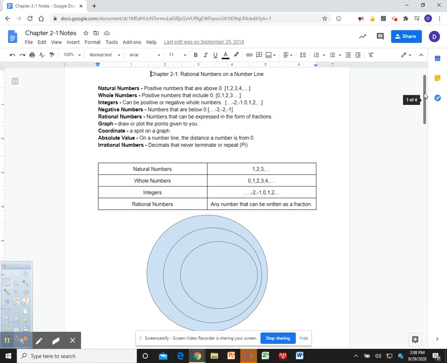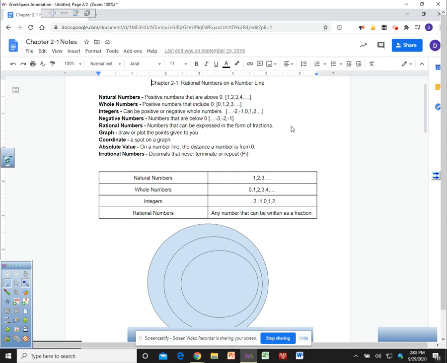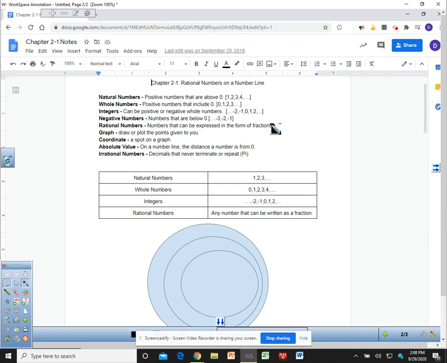Rational numbers are numbers that can be expressed as a fraction. Now, we're going to change this up a little bit. Instead of it just being a fraction, it can be a fraction, it can be a decimal, or it can be a whole number. So it can be any of those three: a fraction, a decimal, or a whole number.